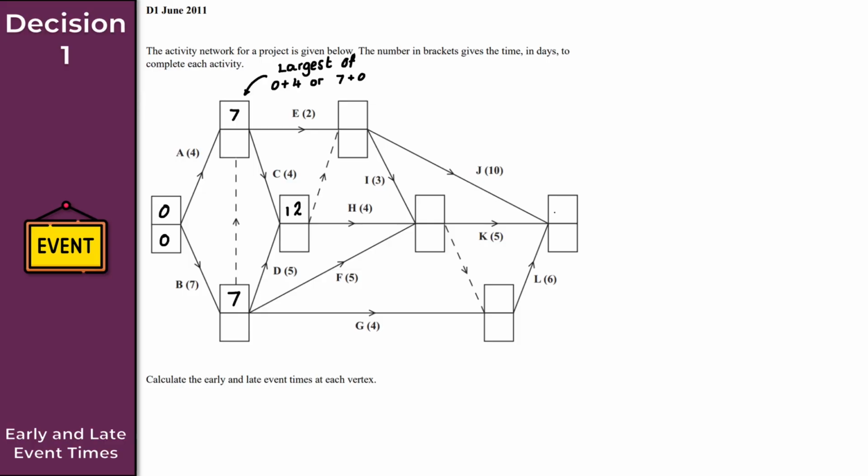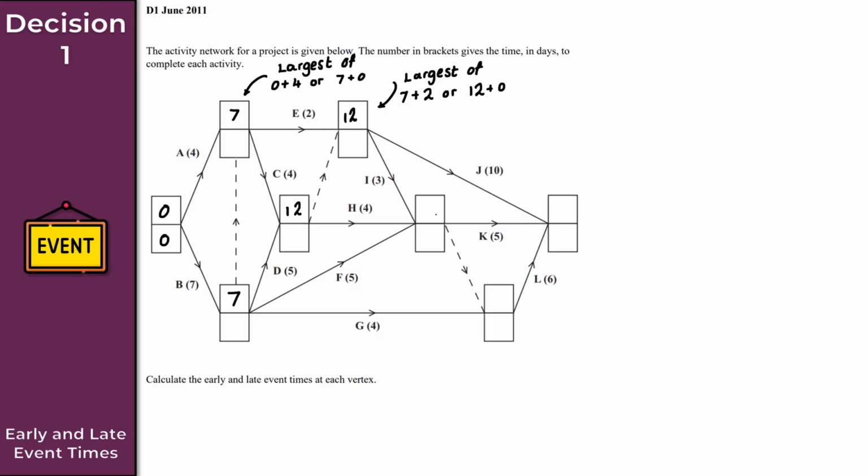Perfect. So we can now find the early event time for this node here. Again, I've got a choice of 2, so I'll make a note here. Again, largest of. So my choice here is 7 plus 2, or 12 plus 0. And clearly 12 is greater than 9, so we choose 12 as the early event time there.